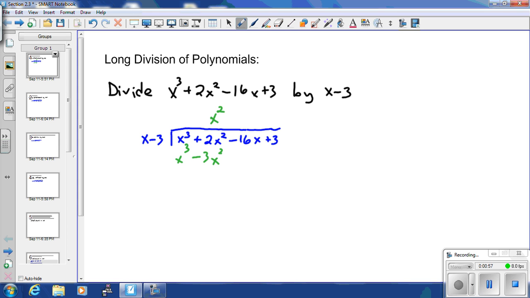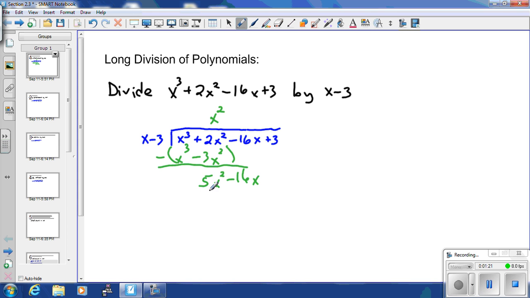We're going to subtract this whole thing, so I put parentheses around there. I can't emphasize enough the importance of putting parentheses there, because you have to subtract both of them. The lead term will cancel. When I distribute, this will turn into a plus, making this a 5x squared. I'm going to bring down the next term, minus 16x. I'm going to do the same thing again.